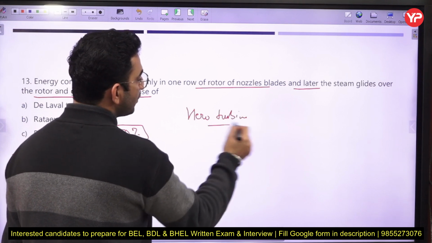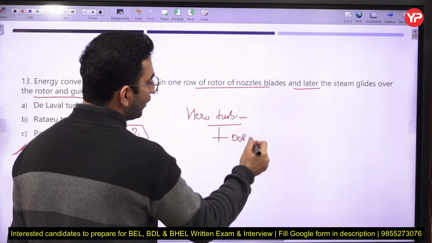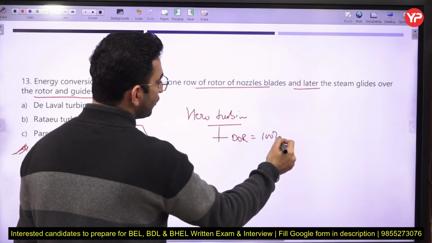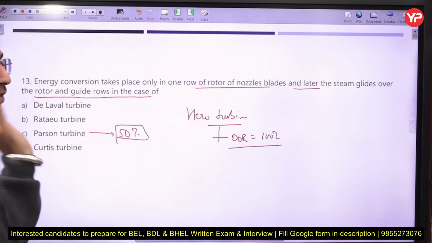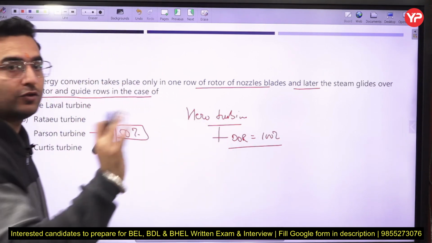And in the case of Heroes turbine, the degree of reaction is basically equal to 100% here. Okay, so you have to remember the name of all of these turbines here. That is very important for you.